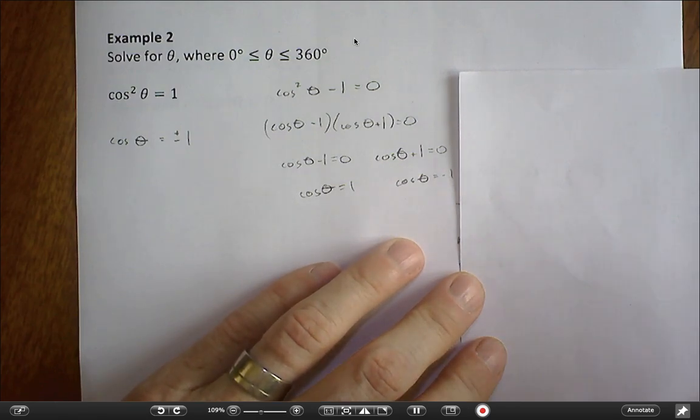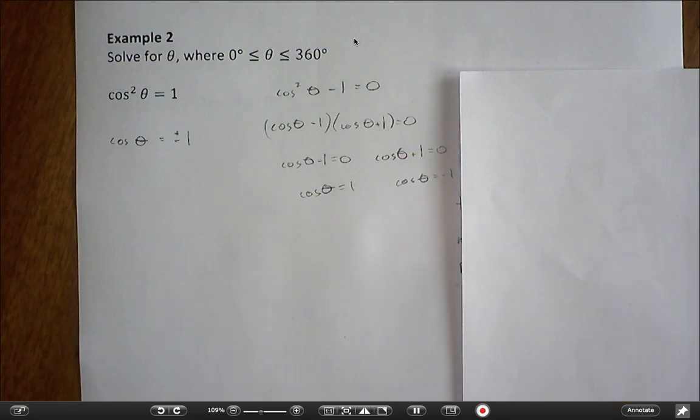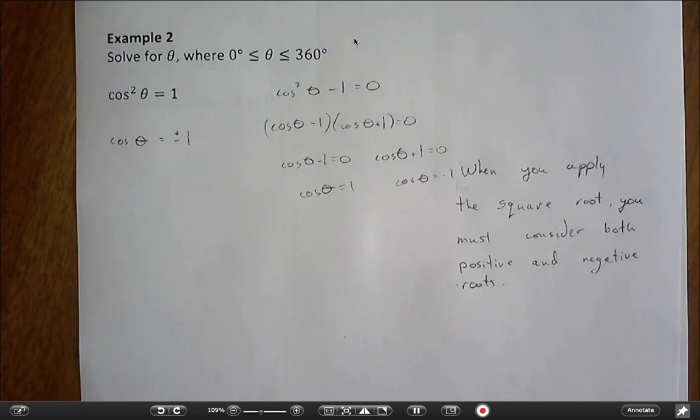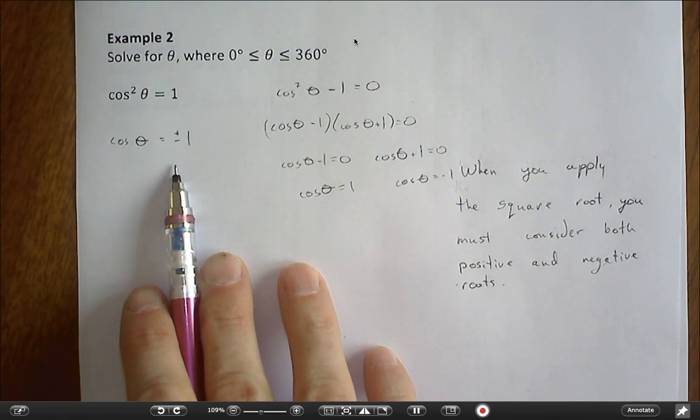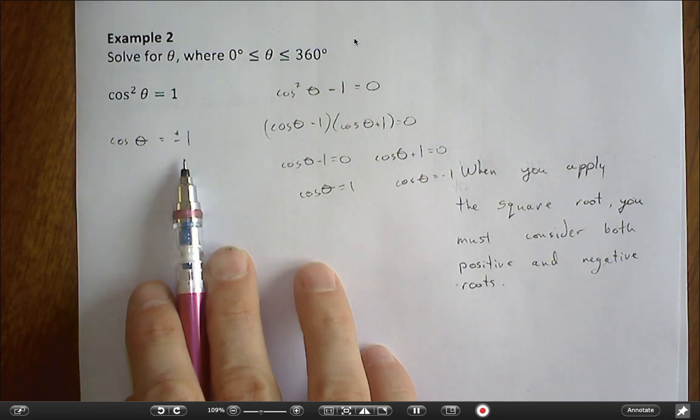So here is a thing that people often forget. When you apply the square root, you must consider both positive and negative roots. I'm talking specifically over here. So since I applied the square root operation to both sides, I had to consider both positive and negative roots on one side.